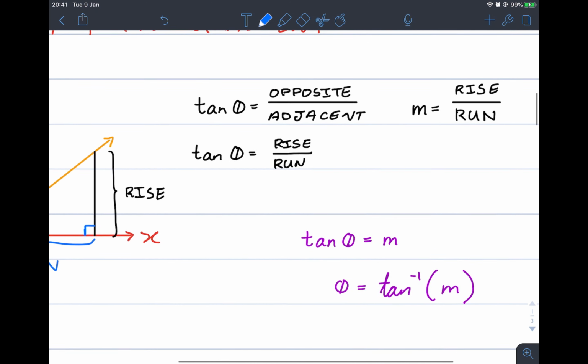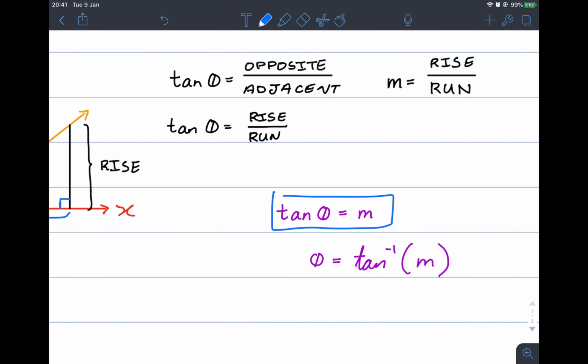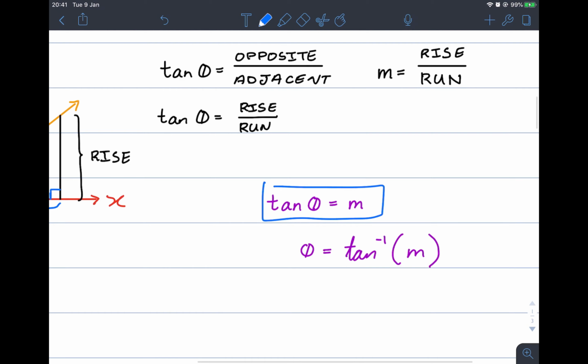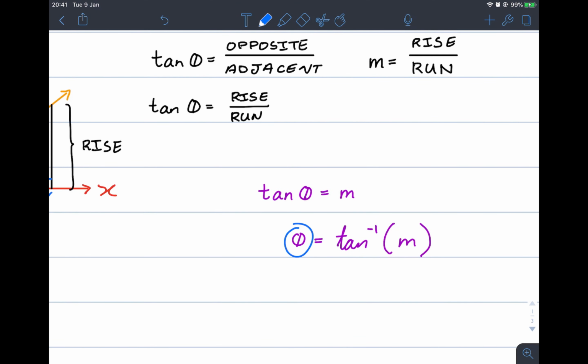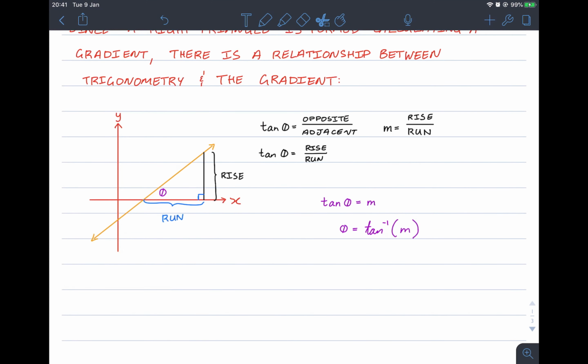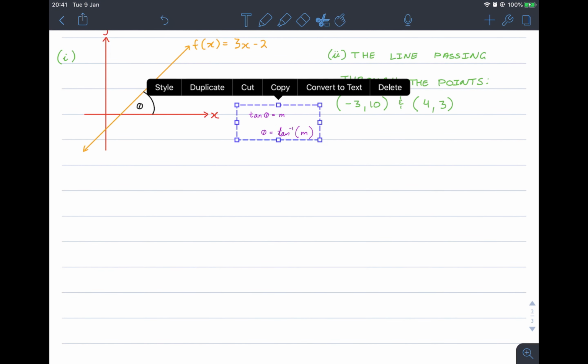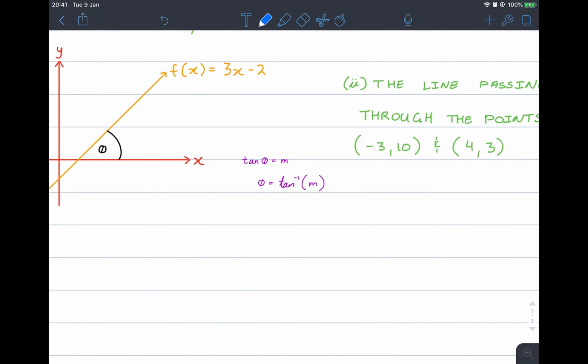But we already know that the gradient m is equal to the rise over run. Therefore, we can conclude tan theta is equal to the gradient, and theta, the value of theta, is the inverse tangent of the gradient. So it's this that we will be using to calculate later on the angle of inclination. So let's do two examples here. I'll leave this here for us. So let's get to it.